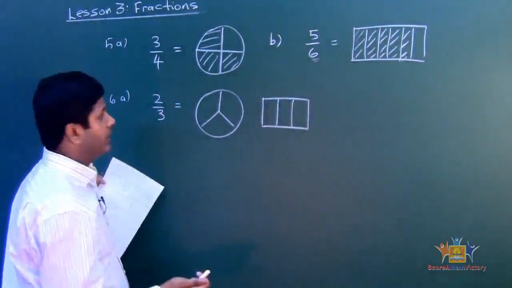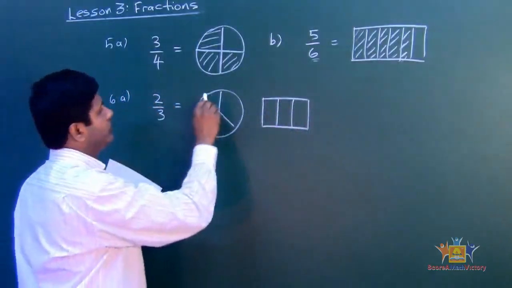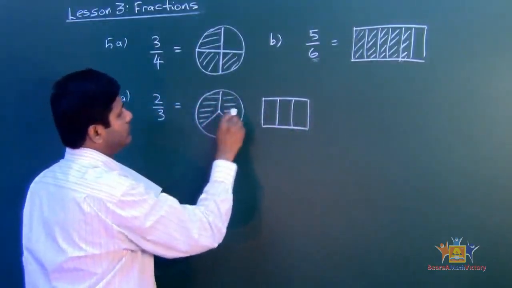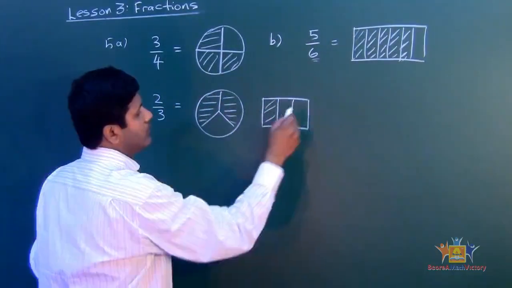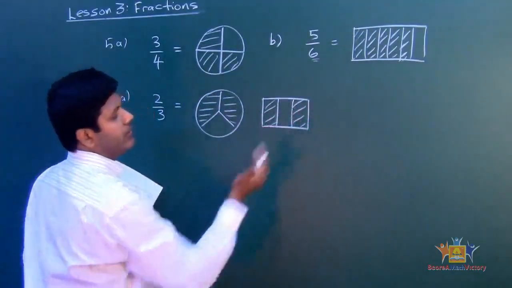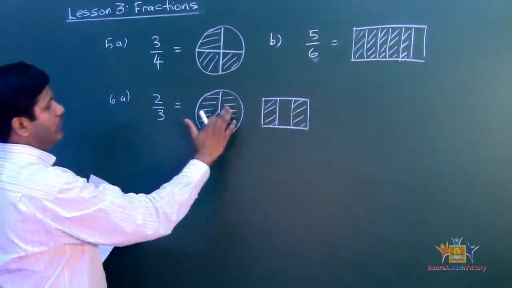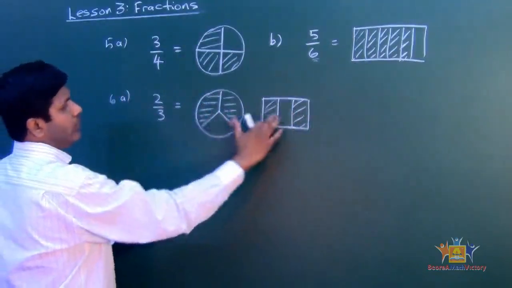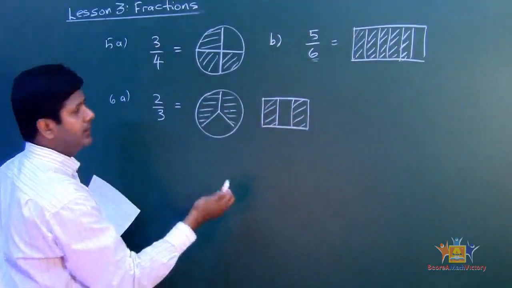See that? Same thing. So how many need to be shaded? 2. 1, 2. See that? Same thing here. 1 or 2 right there. Or you can shade this one, not that one. Doesn't matter. See that? It's the same thing.